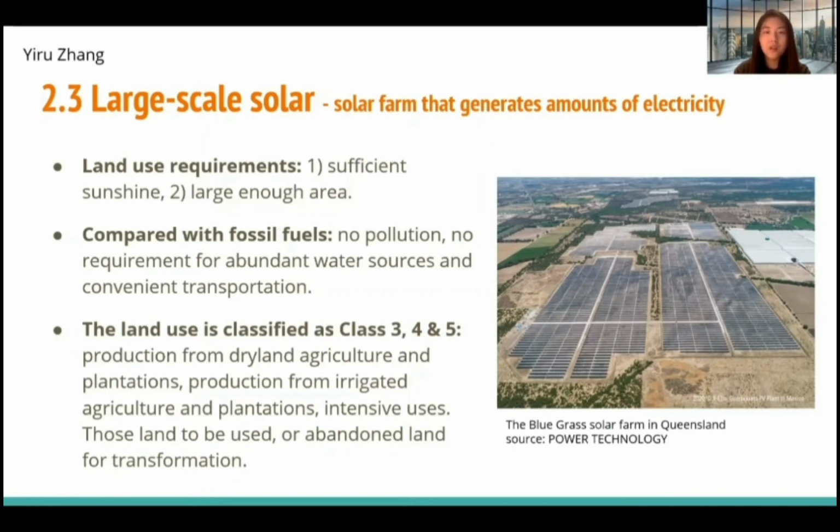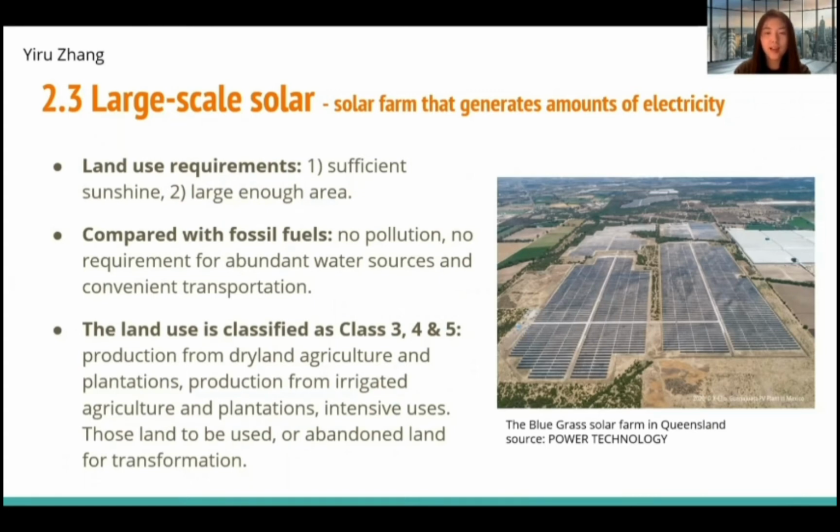Compared with traditional fossil fuel power generation, large-scale solar doesn't pollute the water and the land because it doesn't produce waste residue and greenhouse gases. In addition, fossil fuels need convenient transportation to transport biomass and water resources to participate in a reaction of the raw materials and waste treatment. These conditions are not necessary for large-scale solar farms.